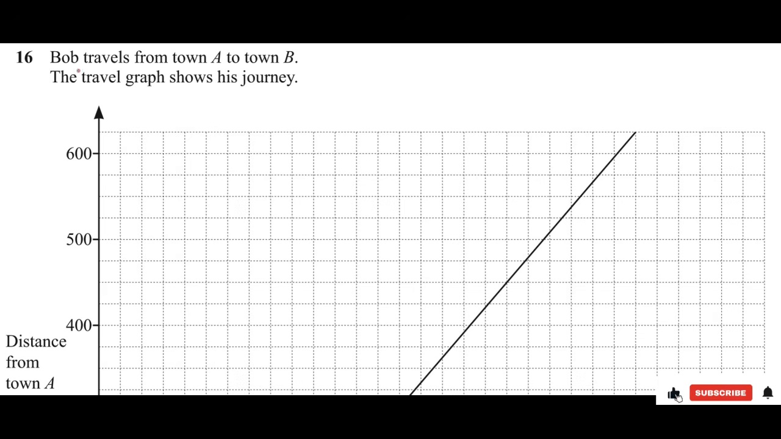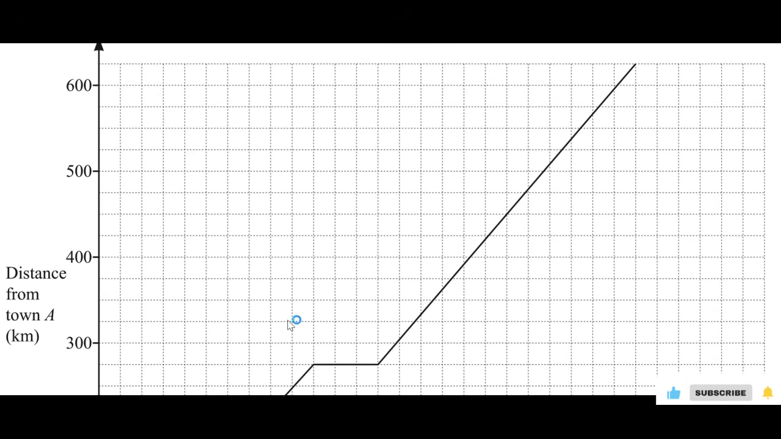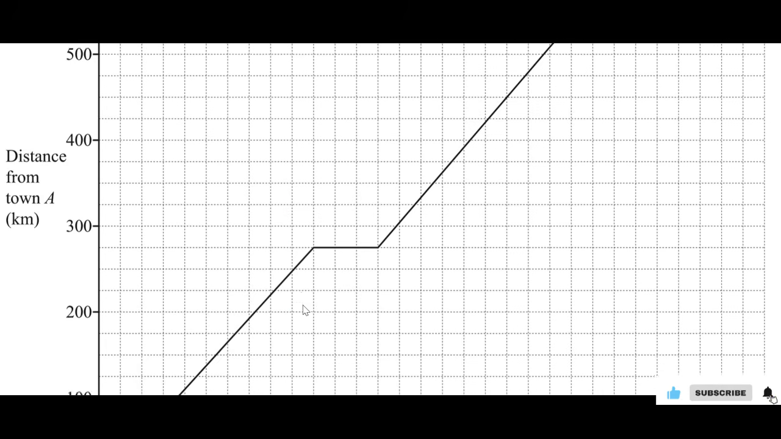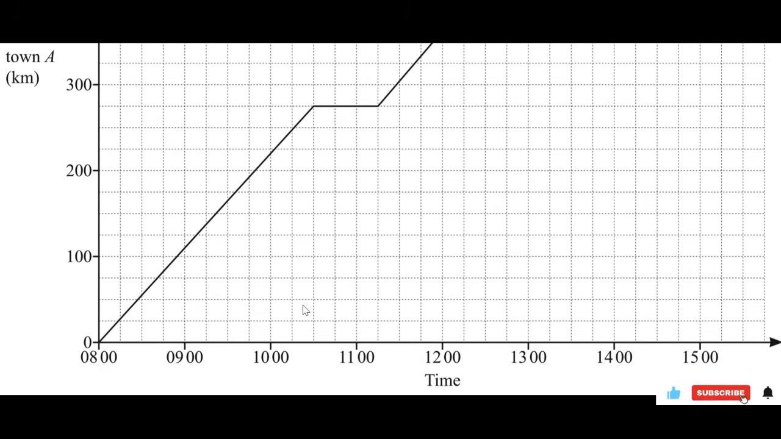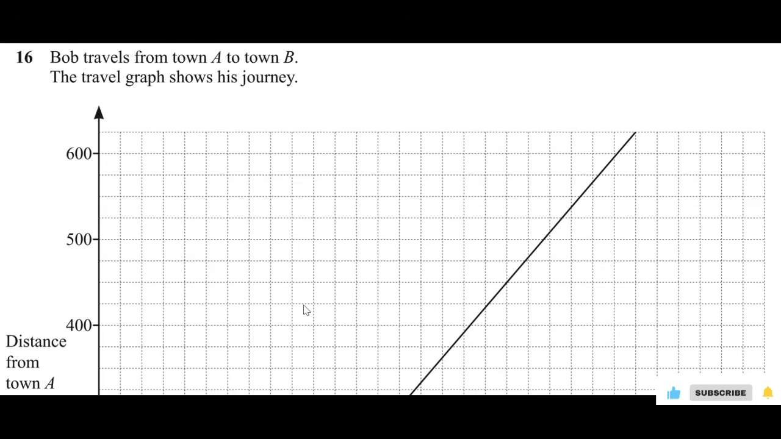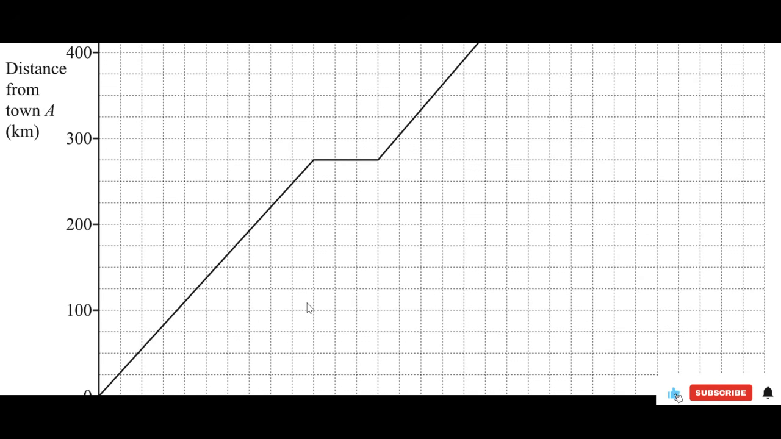Question number 16. Bob travels from town A to town B. The travel graph shows his journey. Okay. So distance from town A in kilometers is the vertical axis, and the time is on the horizontal axis. He travels from town A to town B. Okay. So here the town A and then the town B.